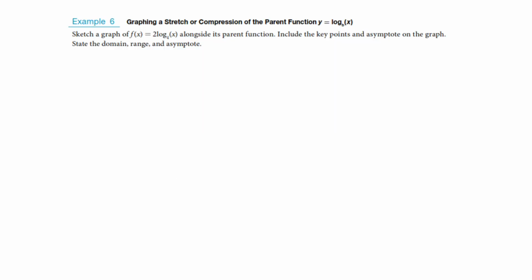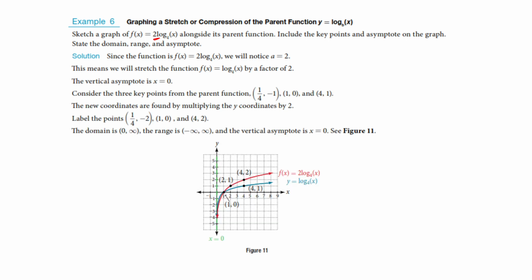All right, time for stretches and compressions. In our previous chapter, we did horizontal stretches and compressions, but thankfully they're leaving that off, and I think it's for the best. So we're just doing vertical stretches or compressions when there's a number out front. Well, it does exactly what you would think it does. It's going to multiply your y values by a factor of 2. It's going to stretch them. It's as if you grabbed the top and the bottom of the graph and pulled by a factor of 2 vertically. So, let's let them help us here.